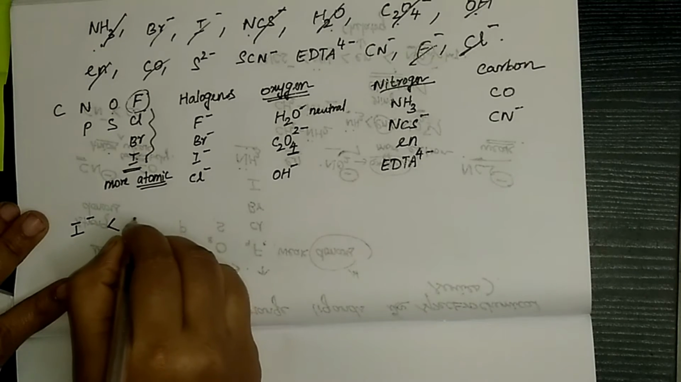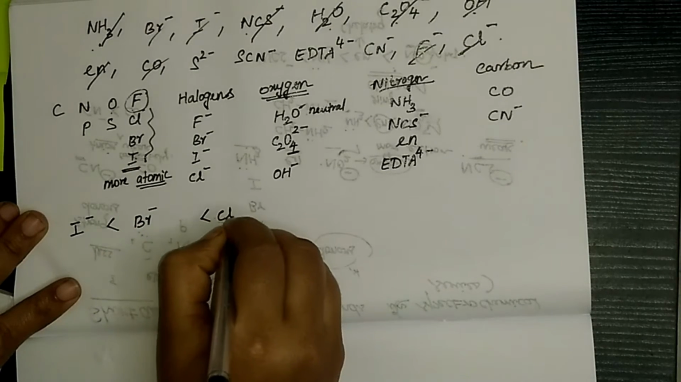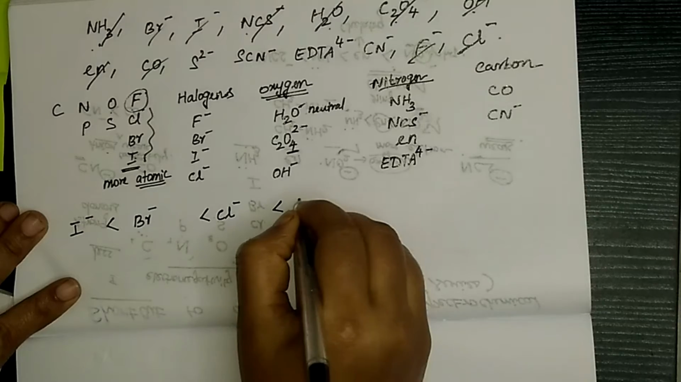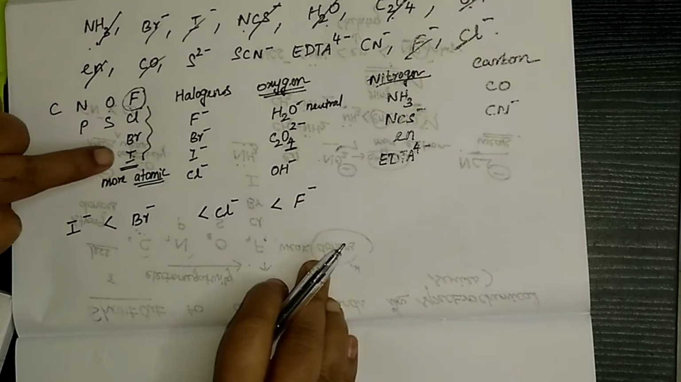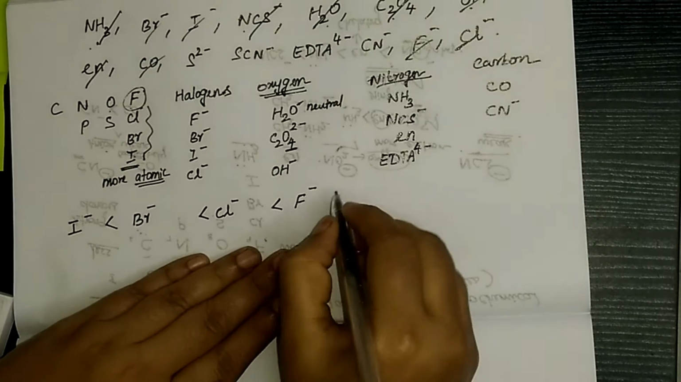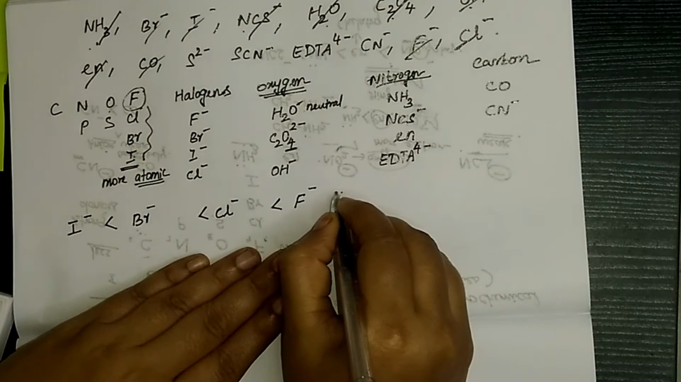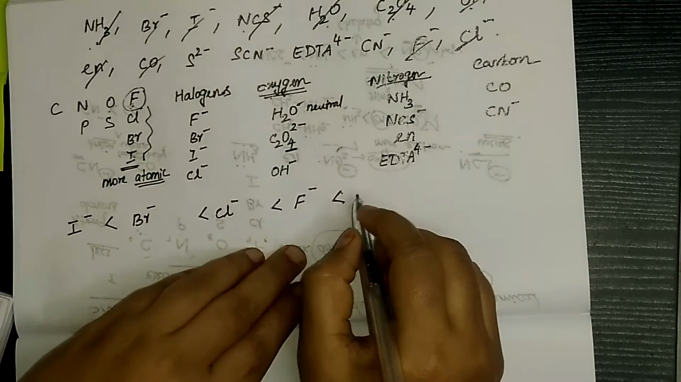The next comes is Br minus. The next is Cl minus. And the next is fluorine minus. Why this is the case means because of the more atomic size of iodine. Next, so all the halogens are arranged. Next, coming to the oxygen donors, because before fluorine this is oxygen, that will be weaker.